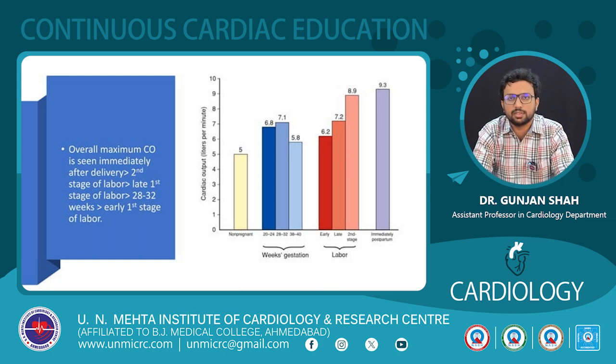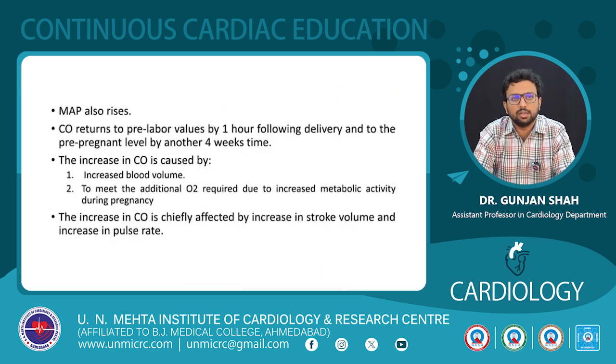The chart mentions the same, and cardiac output has been mentioned in liters per minute. As you can see, the purple bar immediately postpartum has the highest cardiac output during the pregnancy and peri-pregnancy period. Mean arterial pressure also rises. Cardiac output returns to pre-labor value by 1 hour following delivery. Remember, 1 hour after delivery the cardiac output reaches the pre-labor value, which is 50% higher than the pre-pregnancy values, and returns to the pre-pregnant level by another 4 weeks.